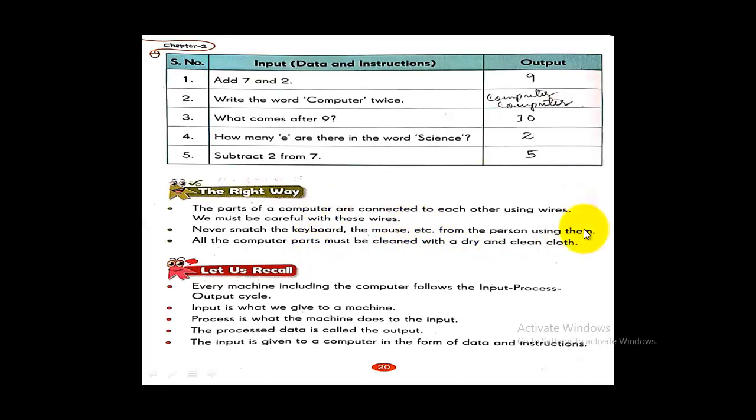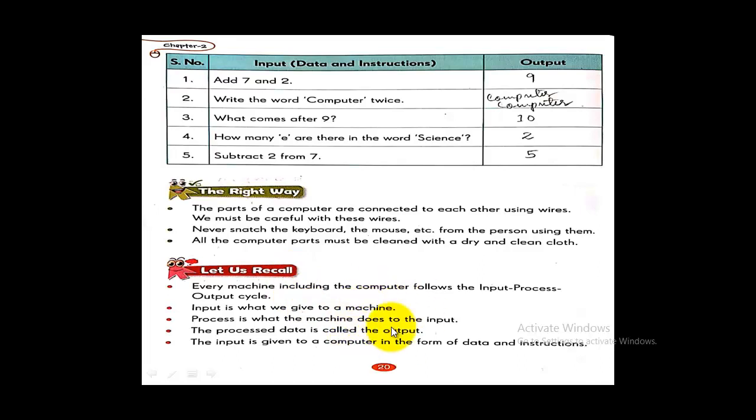From the person using them, in a season all the computer parts must be cleaned with a dry and clean cloth. The computer works on electricity, so if you clean your computer with a wet cloth you may get shock. Clean with a dry cloth.